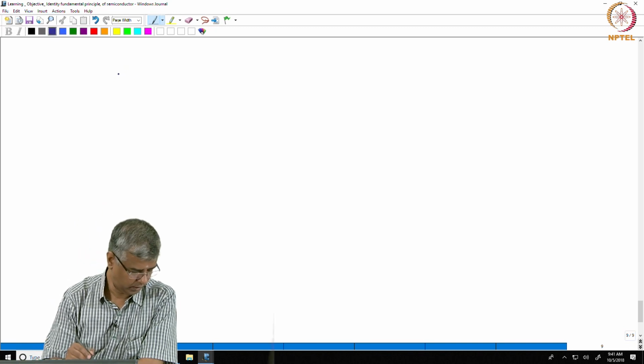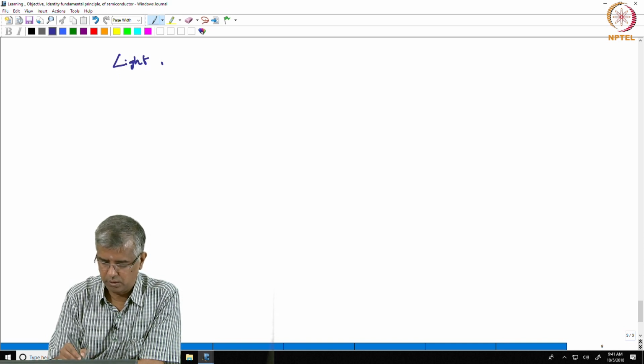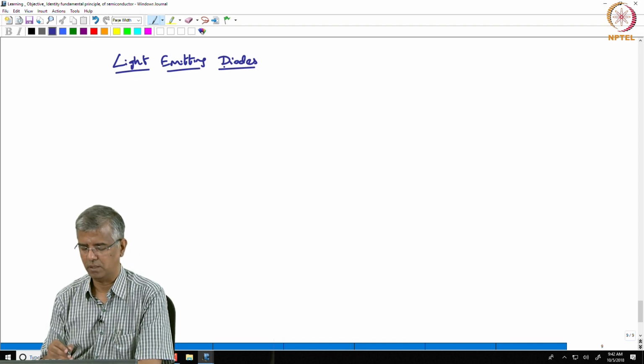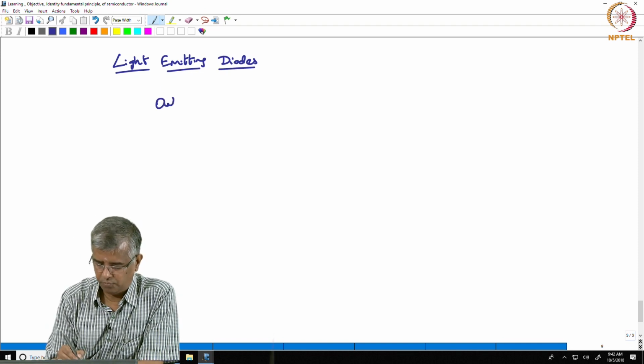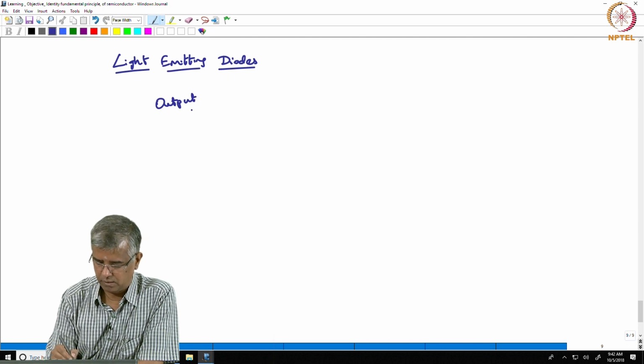So we are now talking about light emitting diodes. What are the characteristics of light emitting diodes? The first thing that we want to track is output power.